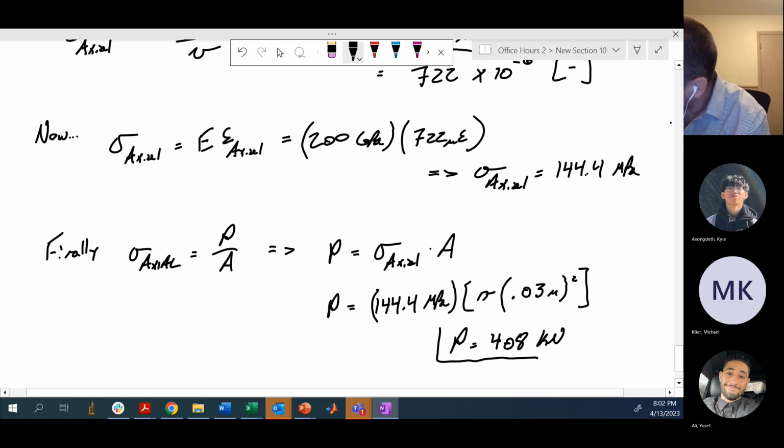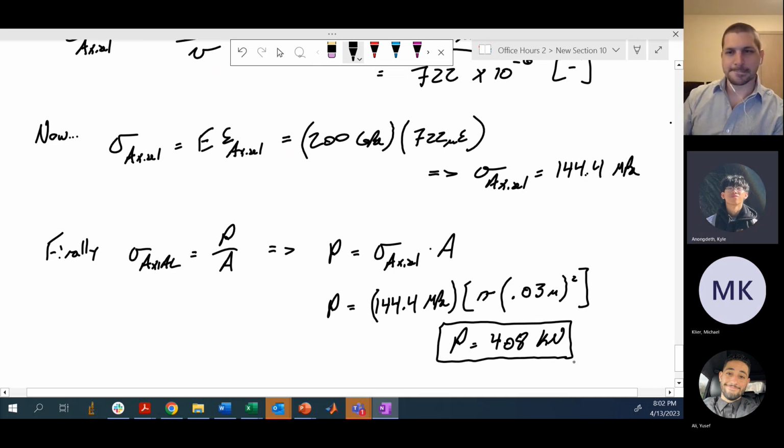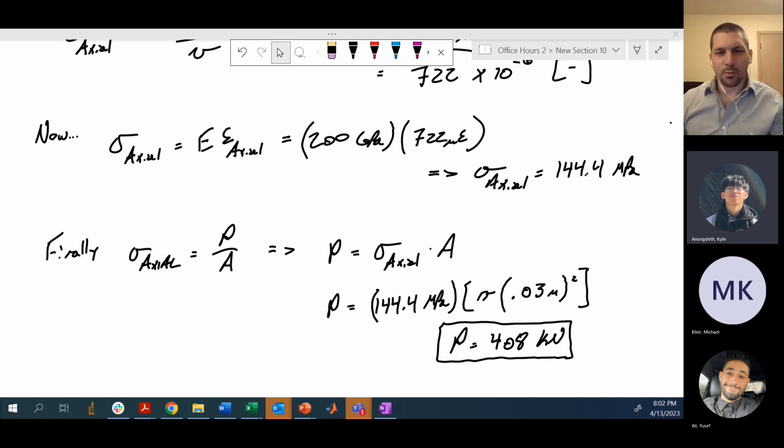How do you feel about that, Kyle? Pretty good. I didn't know we were supposed to use that ratio for Poisson's ratio. Poisson's ratio is the lateral over longitudinal, but I got it now.